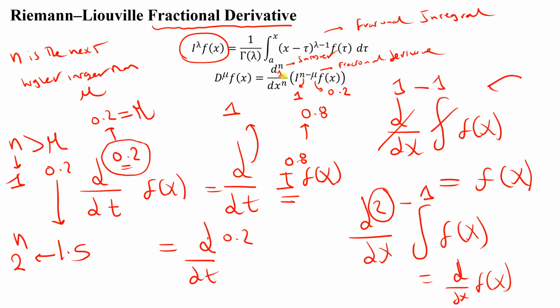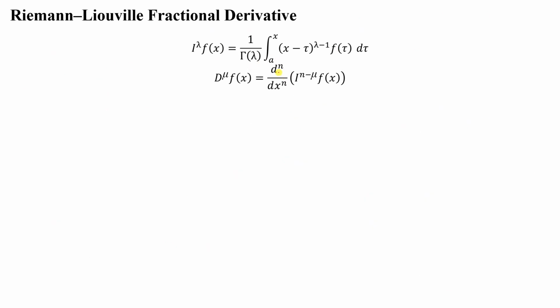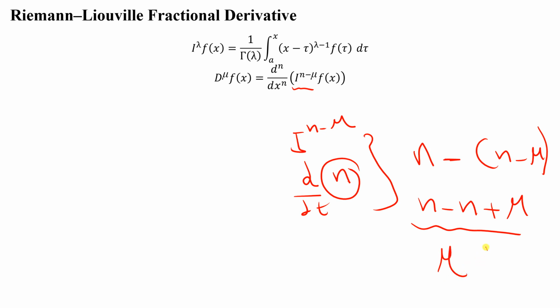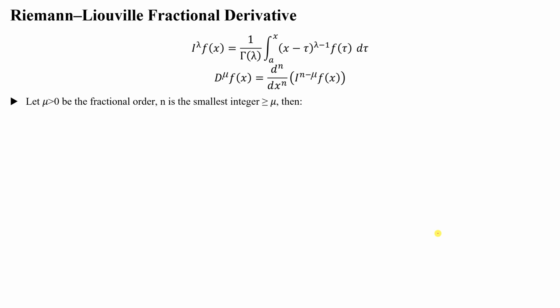So in the end, you will find that we have an integration of n minus mu, and a derivative of n. So their net will be the derivative minus the integration n minus mu. So this will be n minus n plus mu. So the net will be mu derivative, or a fractional order derivative of mu. Okay, so this is our Riemann-Liouville fractional derivative. And as we said, n is the smallest integer greater than or equal to mu. It should be after mu.